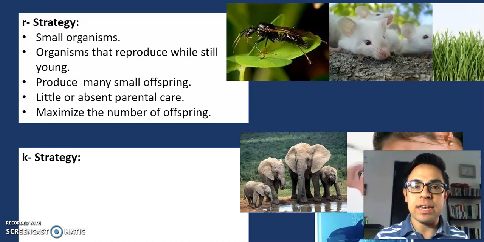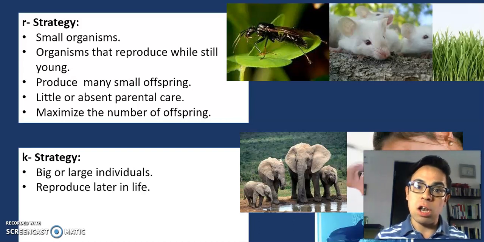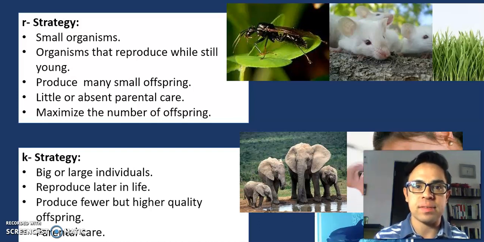Then we have the next type of strategy, which is the opposite of the R strategy. They're going to be very big organisms with long maturation periods. They're going to have babies later in life. They're going to have fewer offspring in comparison with the R strategy, but these offspring will be high quality. Why? Because they take care of them. They're going to do whatever they can to ensure that the offspring survives.